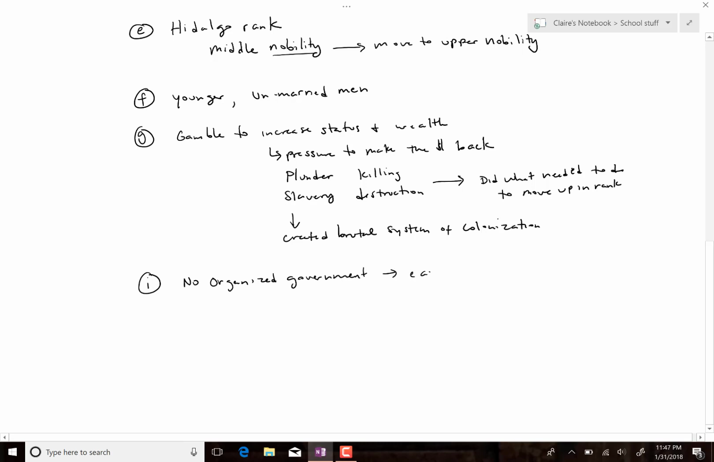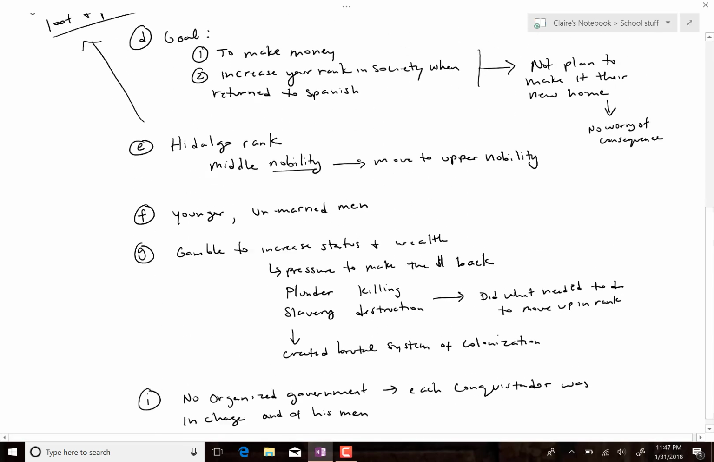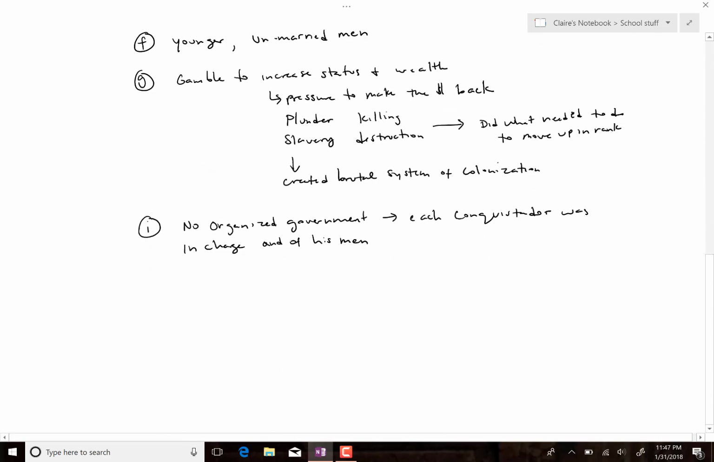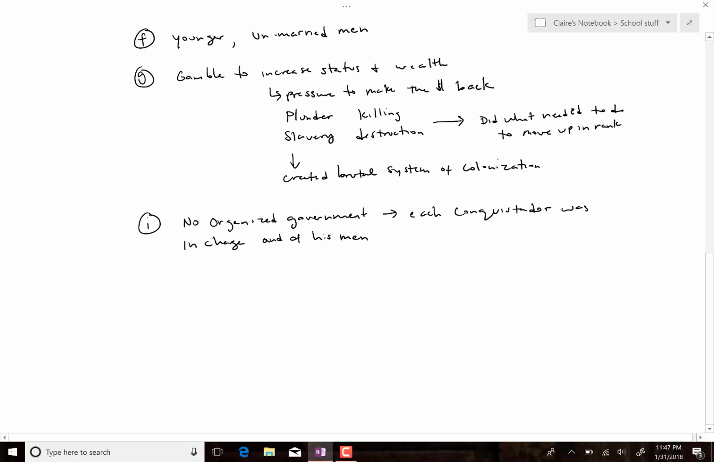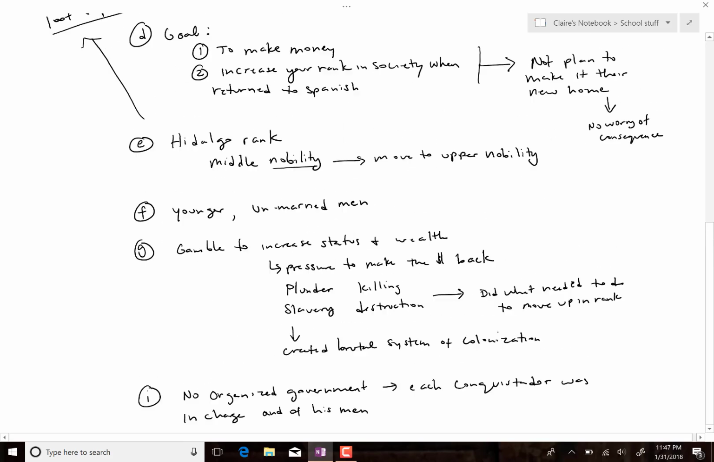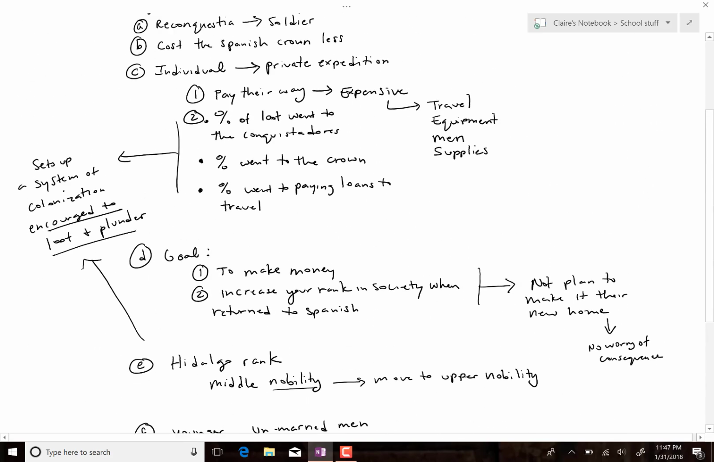Essentially, each conquistador was in charge of his men, if he had them, if they weren't individually financing their way as well. Outside of that, though, you didn't have oversight by all, and the crown didn't have to risk their money on it, but made money from the percentage and the requirement that they did with this.